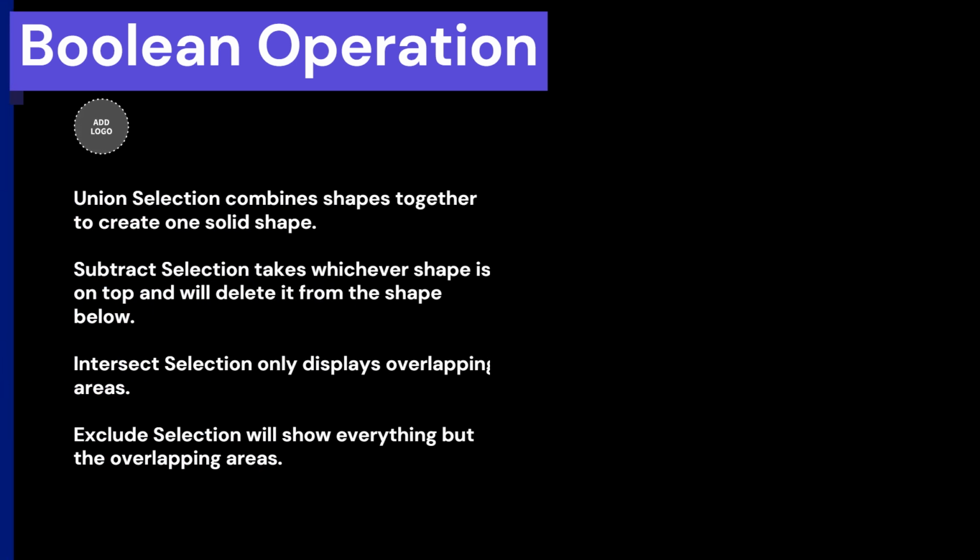So union selection combines shapes together to create one solid shape. Subtract selection takes whichever shape is on top and deletes it from the shape below. Intersect selection only displays overlapping areas. Exclude selection will show everything but the overlapping areas. So understanding this, you can also create a good logo for your app or website.